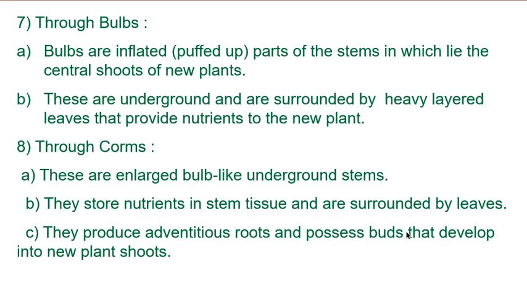Now moving forward, bulbs are inflated, puffed up, meaning the swollen part. Have you seen an onion? This is the example of an onion. They are parts of stems in which lie the central shoots of the new plants. If you have cut an onion and it has a green part in between, that is the shoot. So bulbs are swollen parts of the stem in which lies the central root. These are underground and surrounded by heavy layered leaves that provide nutrients to the new plants.